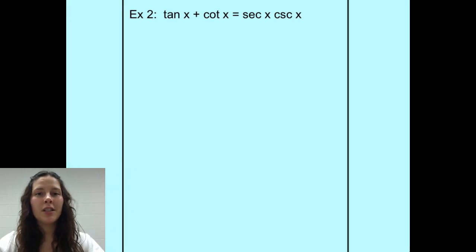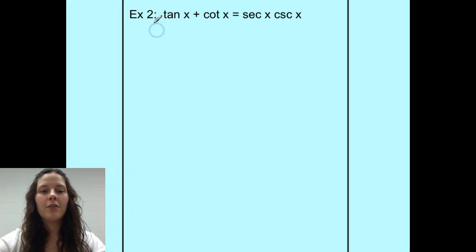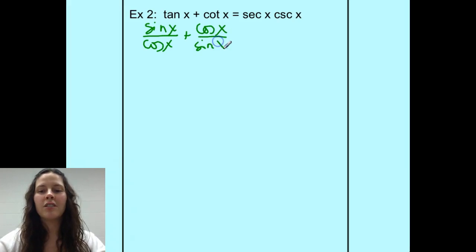Our next example doesn't look like we would need a common denominator. However, in order to turn addition into multiplication, what I'm going to do is use the quotient rule for tangent and cotangent and rewrite them in terms of sine and cosine. So tangent is sine over cosine, and cotangent is cosine over sine. Now that we have them as fractions, we need a common denominator in order to add our fractions together. So I'm going to multiply my first fraction by sine over sine. And I'll multiply my second fraction by cosine over cosine.